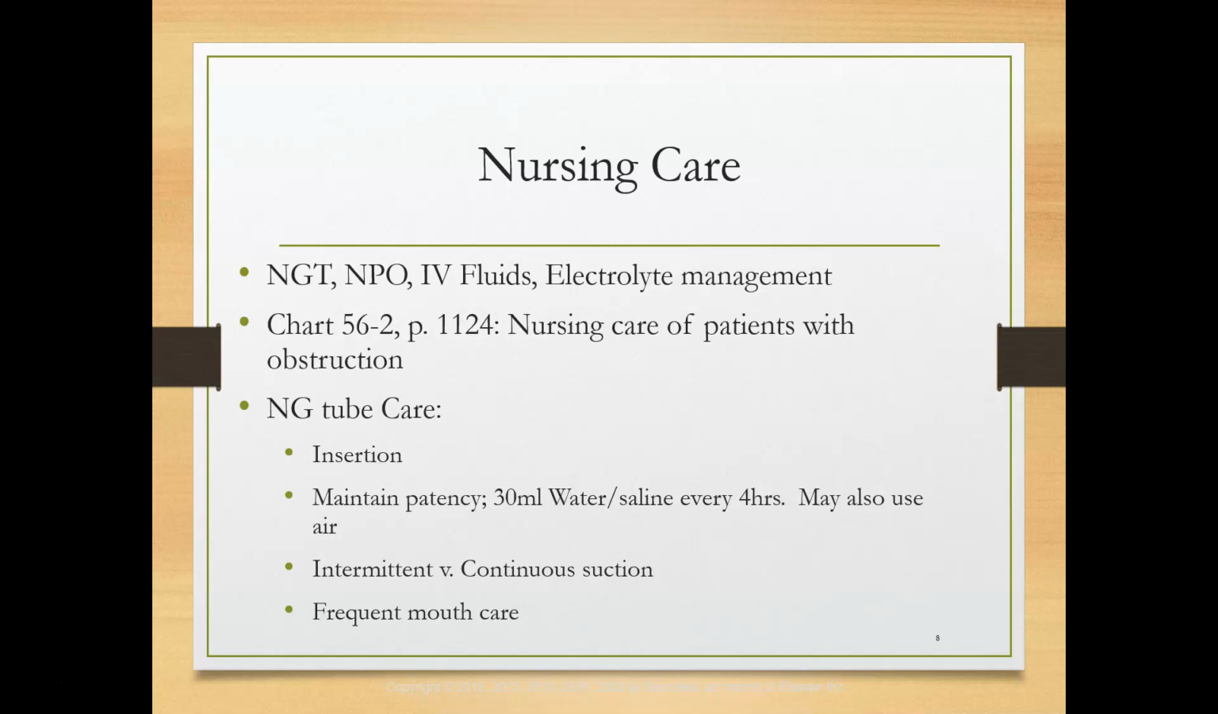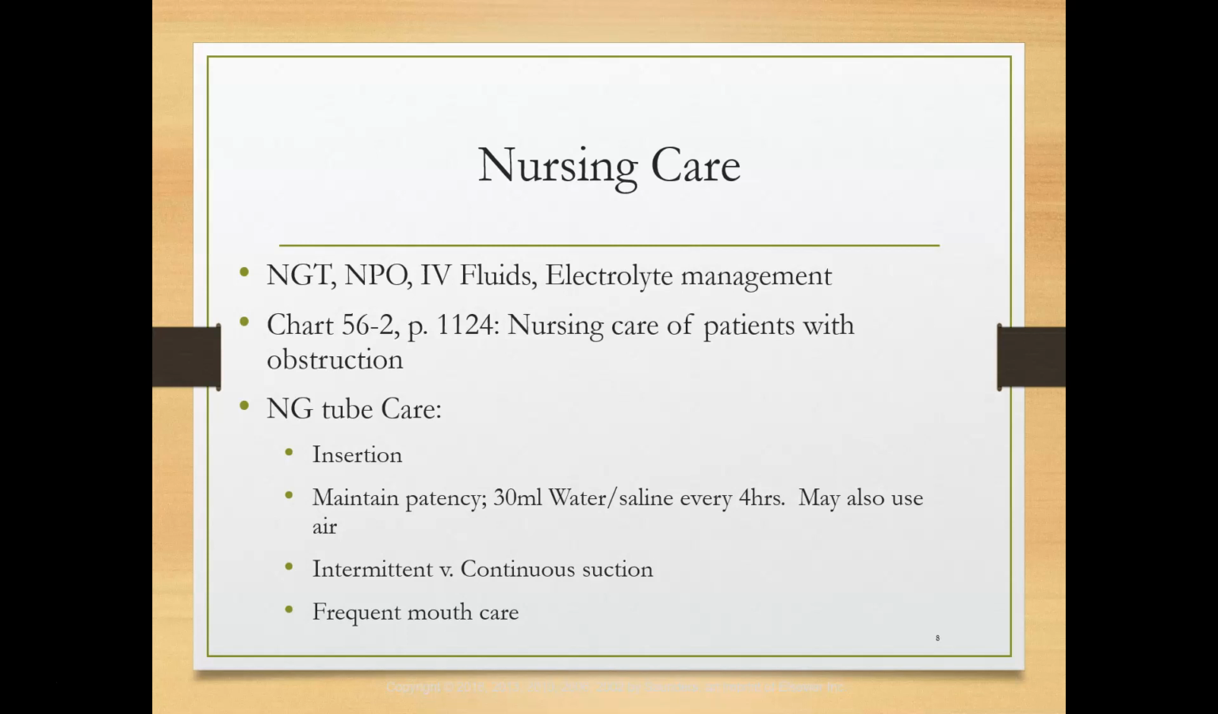Interventions are aimed at uncovering the cause of the obstruction and relieving the obstruction. Again, look at chart 56-2 on page 1124 for the care of the NG tube. Non-surgical management of the paralytic ileus usually responds very well to non-surgical management, generally because surgical management is what caused the paralytic ileus to begin with.